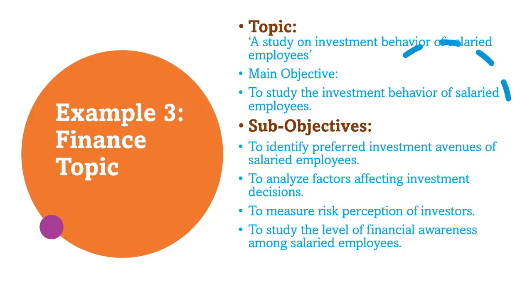Topic, a study on investment behavior of salaried employees. Main objective will be to study the investment behavior of salaried employees. Now check the sub-objectives. To identify preferred investment avenues of salaried employees, to analyze factors affecting investment decisions, to measure risk perception of investors, to study the level of financial awareness among salaried employees.